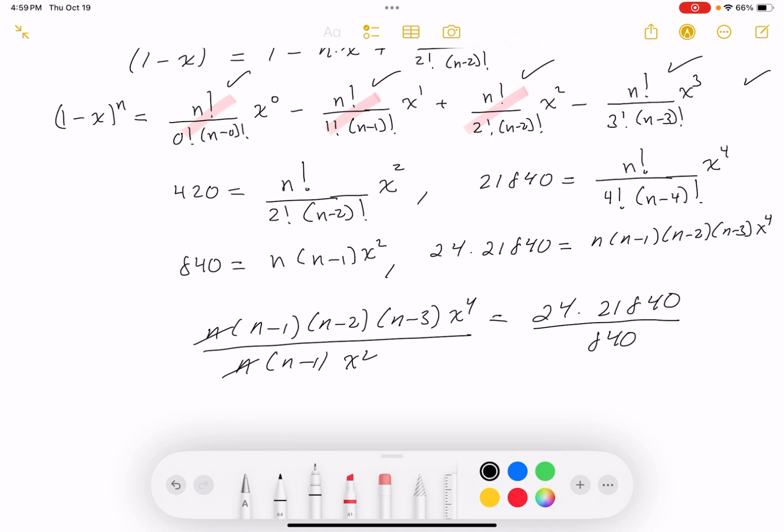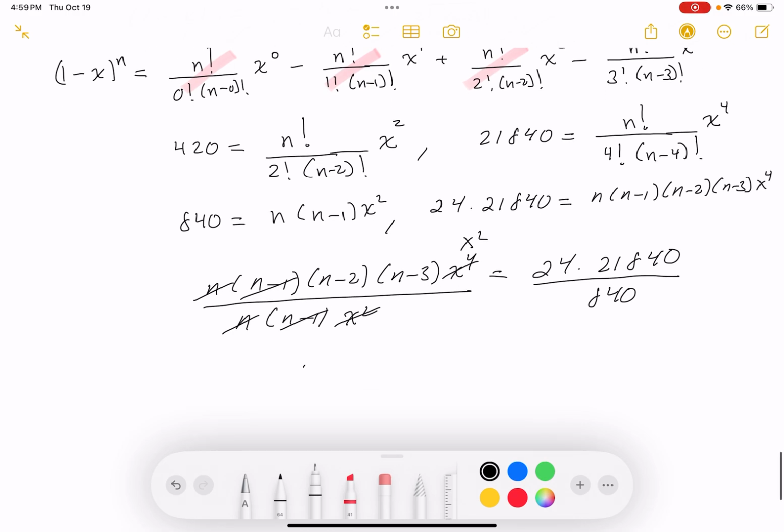The n's cancel, n minus 1 cancels, and you're left with, oh, you know what? The x's cancel too, not all of them though, you get x squared. So you're left with n minus 2, n minus 3, x squared. Before I say anything, I want to point out n, they're going to be positive integers. Okay? So let's take a look at that.